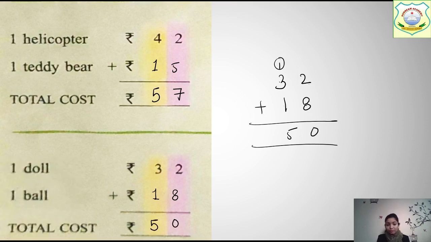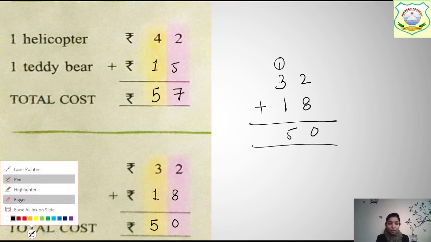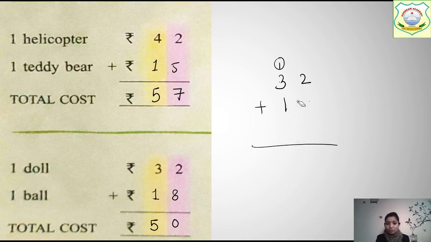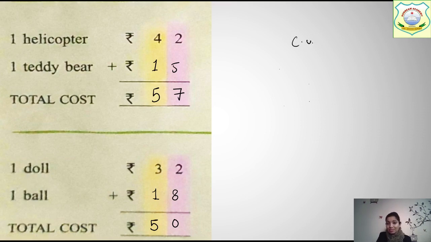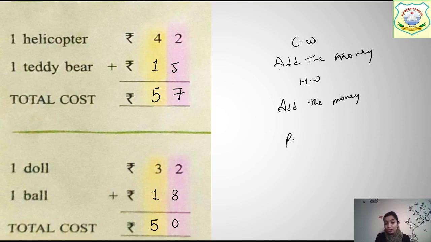Okay, everybody do this in page number 158. You have to complete this, right? So what is today's work? 2 pages in notebook and 1 page in book. So first of all, what you have to do? First you have to do the notebook work, CW, that is add the money. Okay, in notebook. Then you have to do homework, add the money. All right, and then page number 158 in book you have to do, students.